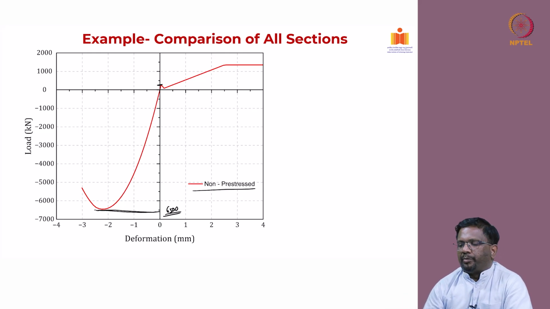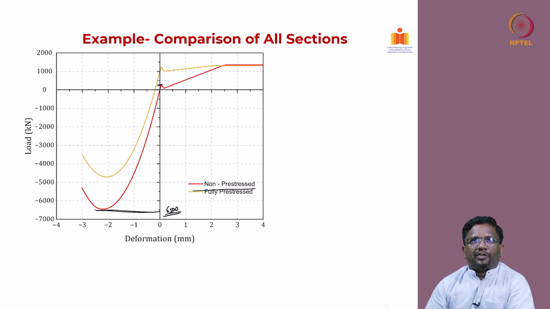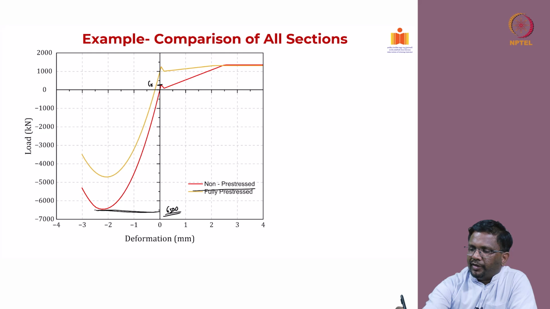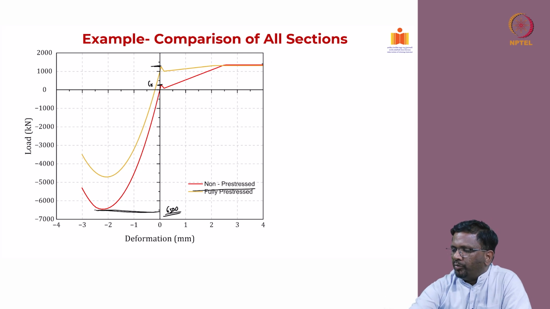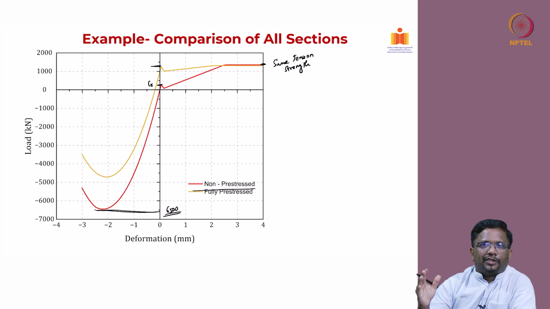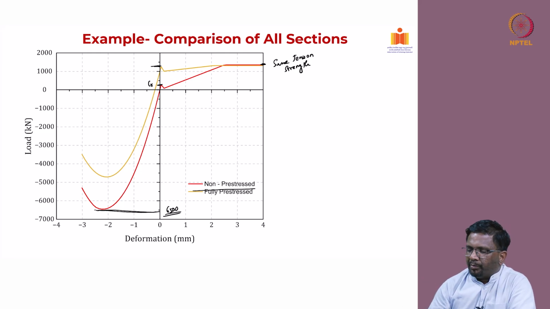Now, let us look at what happens to pure prestressed section. Now, you see pure prestressed section, what is happening? The cracking load has increased to roughly about maybe 1250 or so, but if you see, the maximum tensile strength is the same for both of them. So, in tension, whether it is prestressed or fully prestressed or non-prestressed, you get the same tension strength. But what happens to compression?